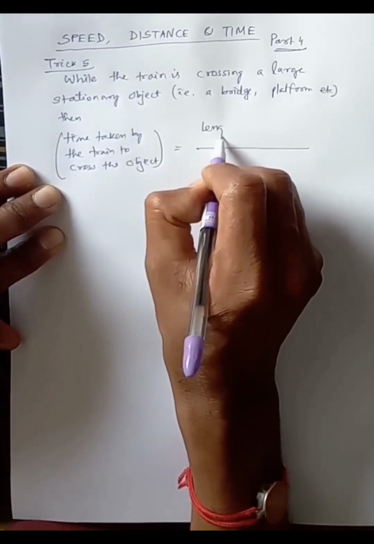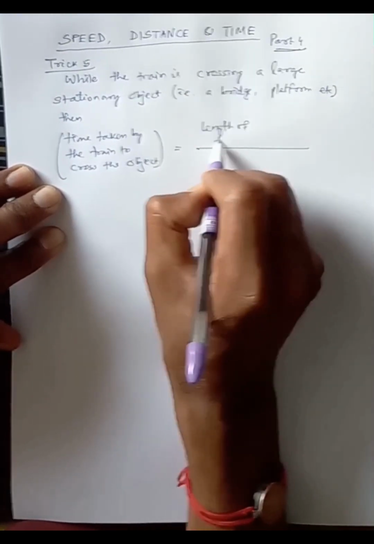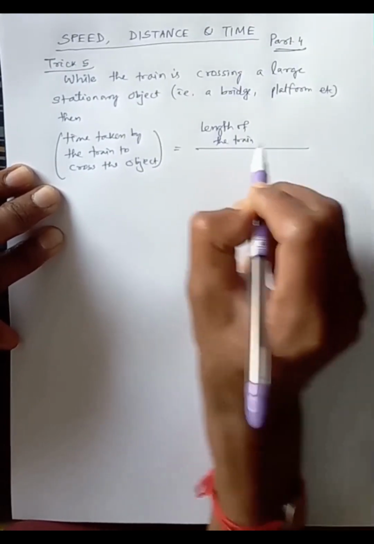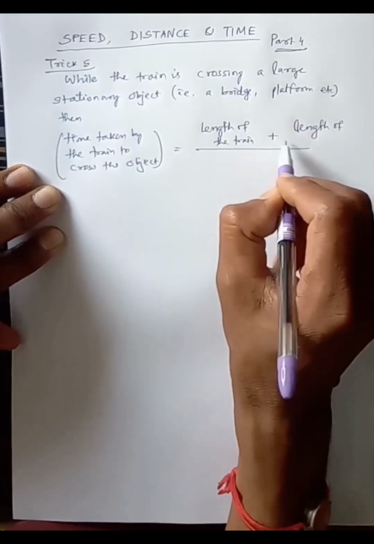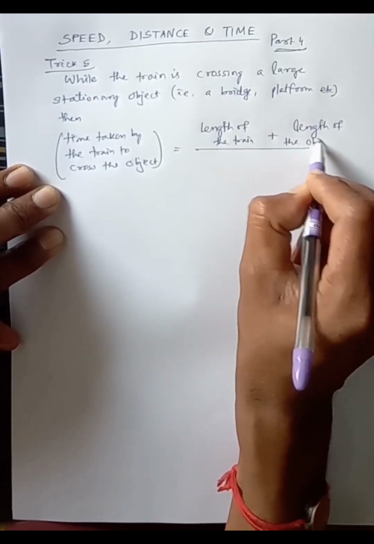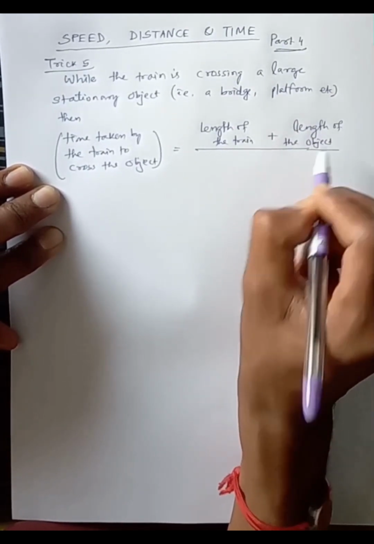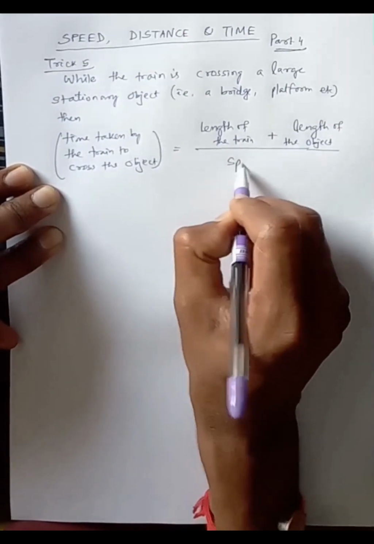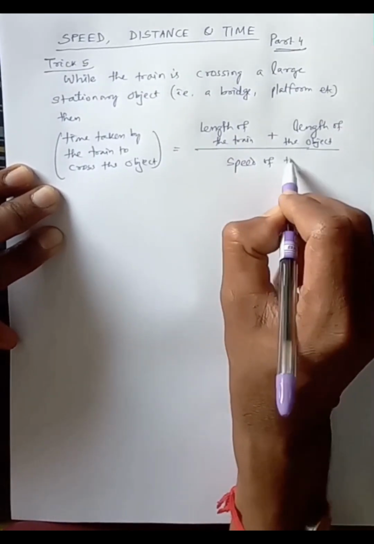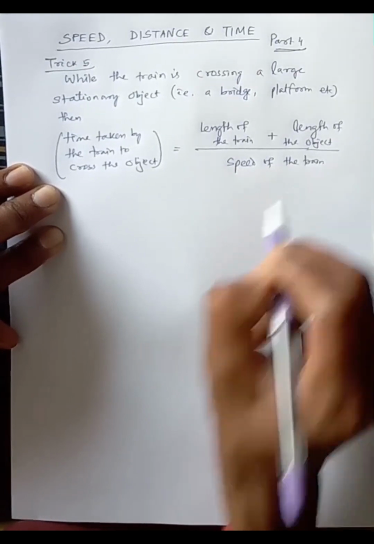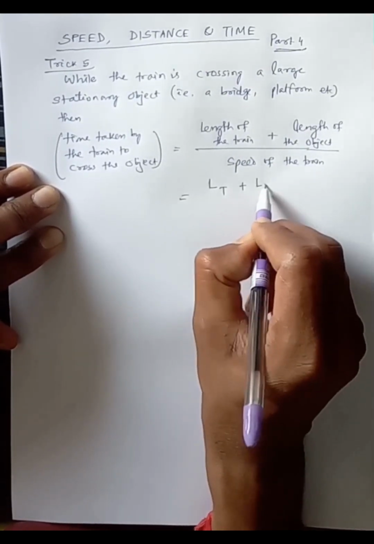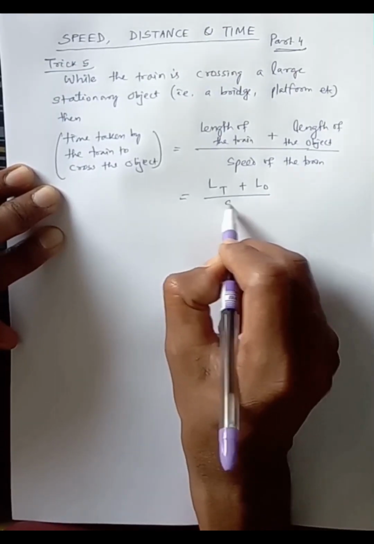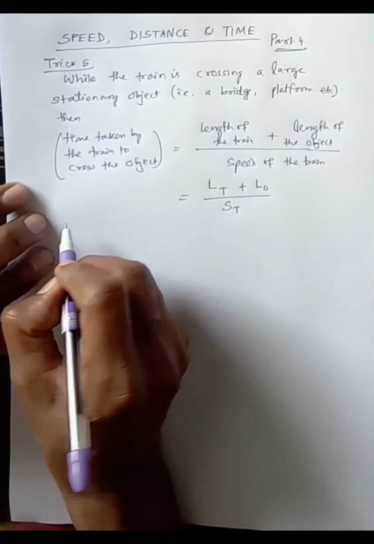length of the train plus length of the object divided by speed of the train, that is length of train plus length of object by speed of a train.